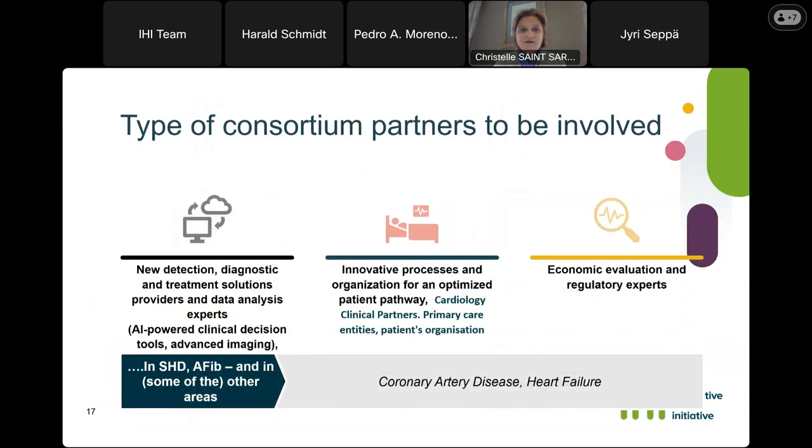So obviously, we are together with GE Healthcare. We are happy to work with innovative companies providing new detection, diagnostic, and treatment solutions. Happy to work with clinicians because we need to innovate in terms of process and organizations for an optimized patient pathway. And obviously, we will need to work with economic and regulatory experts to evaluate these solutions and make them happen in real life. So thank you very much for your attention.